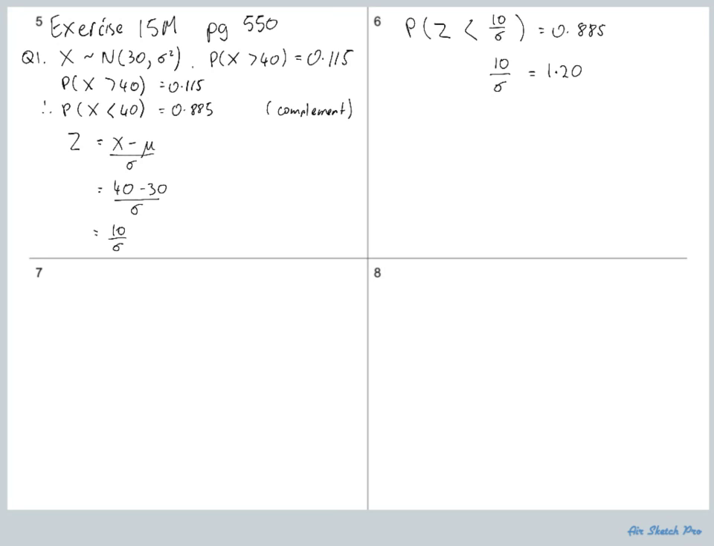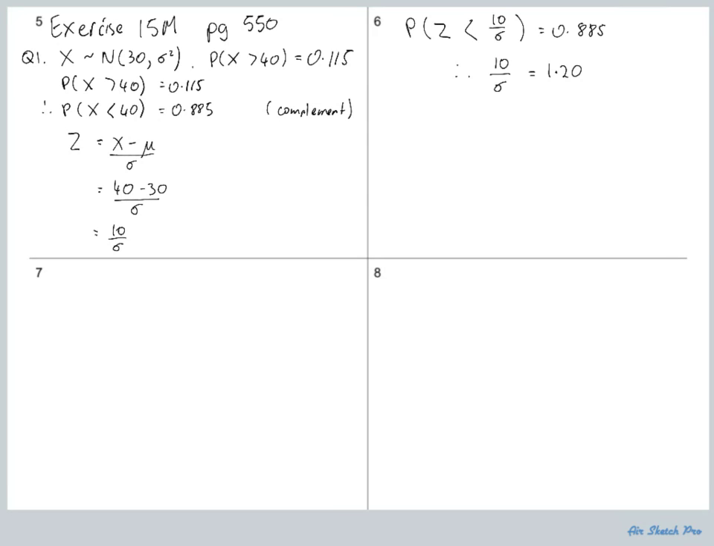So the important thing to point out here is that we are just treating this bit that I'm circling now on the screen like A, because it is. Just because it looks complicated doesn't make it different. It's just A. Okay, so Z less than A is equal to 0.885, therefore A equals 1.20. It's just that A looks different.